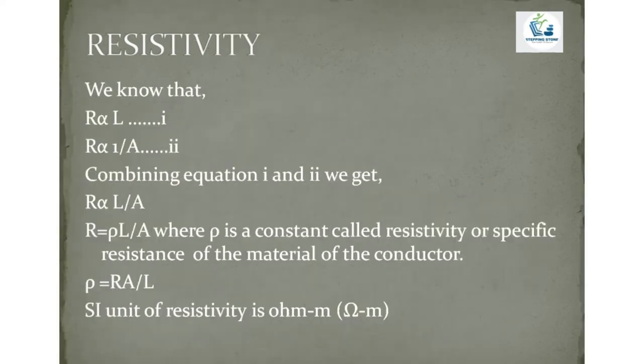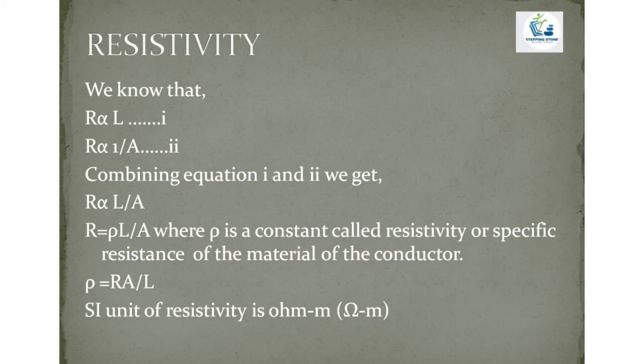Now we will deduce a formula for resistivity. We know that resistance is directly proportional to length. So R is proportional to L. We mark it as equation 1. Also we know that resistance is inversely proportional to cross-sectional area. So R is proportional to 1 by A. We mark it as equation 2. If we combine both these equations, we can say that R is proportional to L by A.